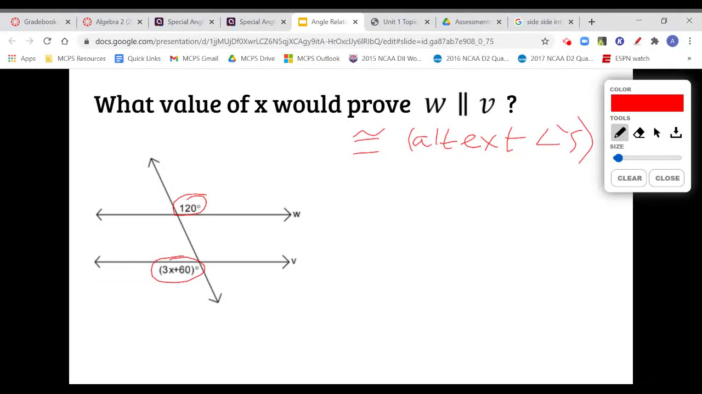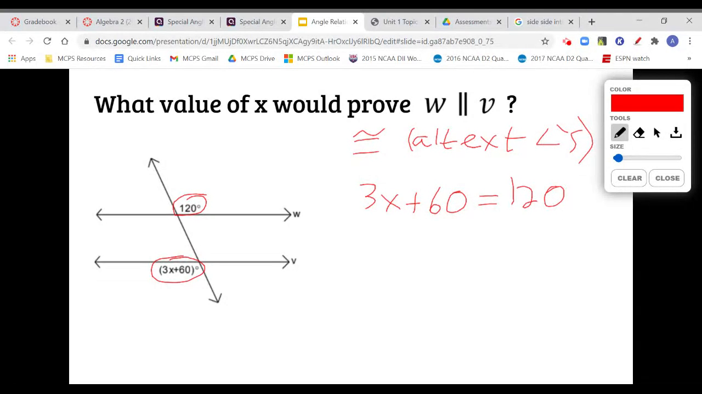So what I'm going to do is set this up the same way I would solve for x given these two lines are parallel, since I'm trying to figure out the value that would make them parallel. And that means that they would be congruent again. So congruent means the same as. So I'm going to go ahead and set these two angle measures equal to each other.